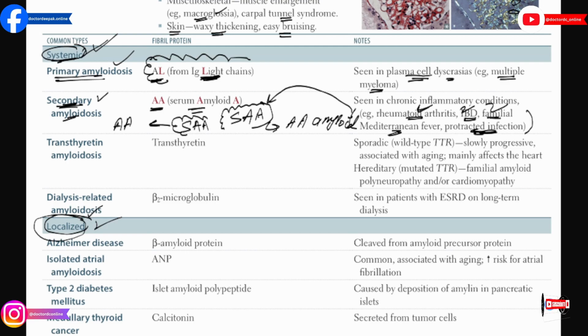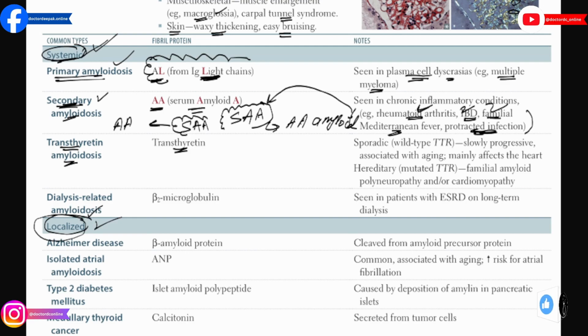Then after that we have the transthyretin amyloidosis. So basically transthyretin is a protein. So here is the important thing, you have to keep this in mind. We have two kinds of these problems, like the transthyretin is mutated or not mutated. So first of all, you have to keep in mind there are two types of transthyretin.